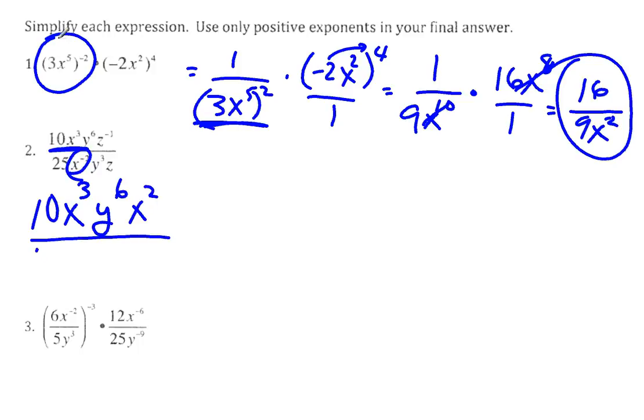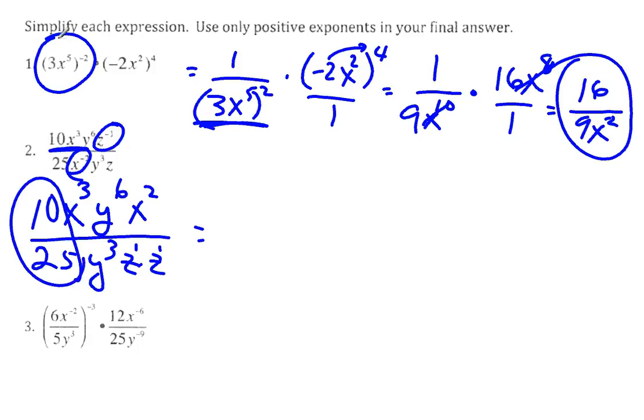On the bottom, I've got my 25, y to the 3rd, z, but there's also this z here, so I'm going to bring that down and write z. You can write z to the 1st or just z. Both of these are actually z to the 1st. Okay, 10 over 25, reduce it. 5 goes into both. 10 divided by 5 is 2. 25 divided by 5 is 5.